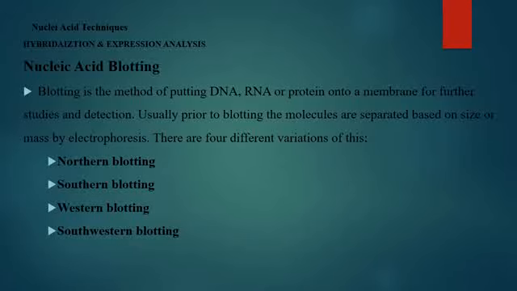Now we come to nucleic acid blotting. Blotting is a method of putting DNA or RNA or protein onto a membrane for studies and detection. So you pull the DNA and put it onto a membrane, onto glass, onto anything. You are putting it on a membrane. Usually prior to blotting, the molecules are separated based on size or mass by electrophoresis. And that's true. Before you can undertake these blotting techniques, you need to identify the masses using electrophoresis.